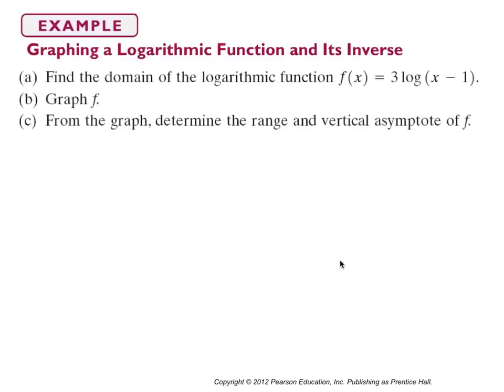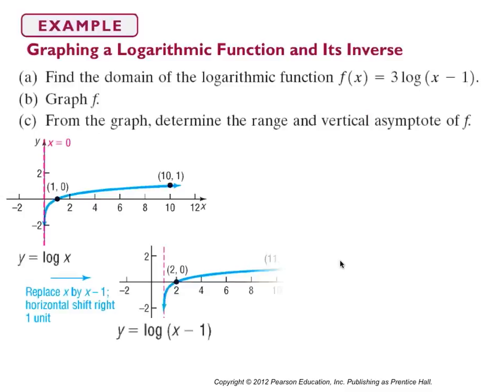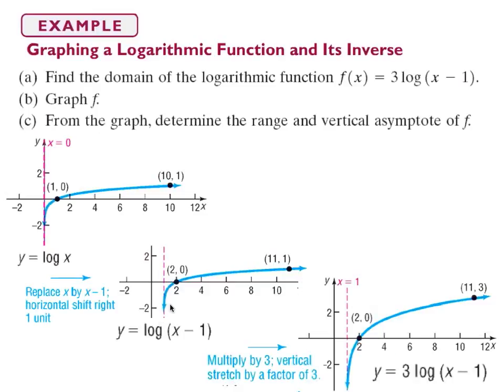Okay, let's graph another. Let's say we have 3 log of x minus 1. So for this one, we start with log of x. We replace x with x minus 1. If you remember, this minus 1 moves it to the right one. So we've shifted our entire graph to the right one. You'll notice the asymptote moved with it as well. And then we multiply by 3, which just vertically stretches it by a factor of 3. So it kind of makes our graph a little bit taller.